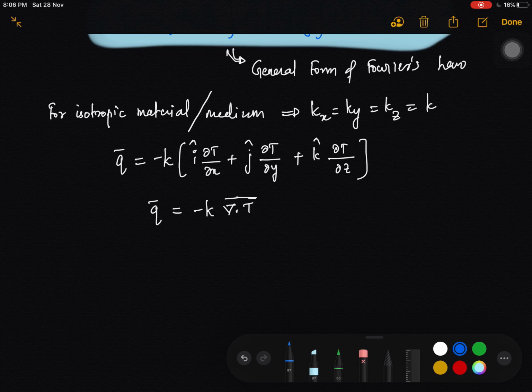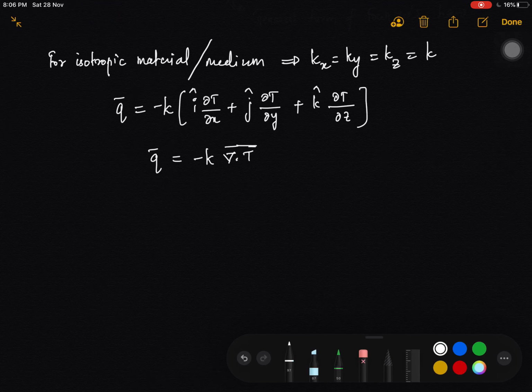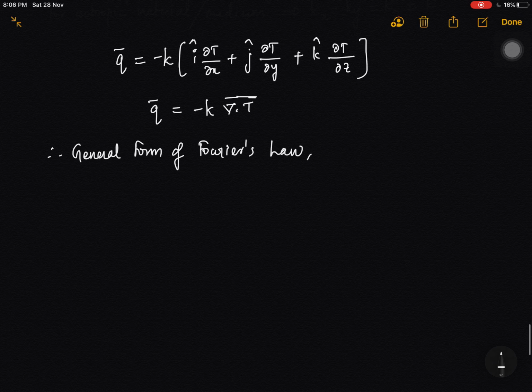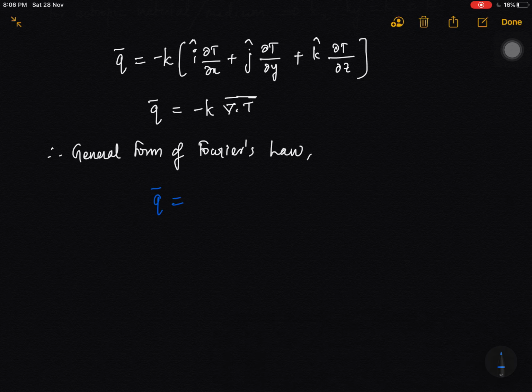So the general form of heat conduction, therefore, general form of Fourier's law can be written as q bar will be equal to minus k del T.